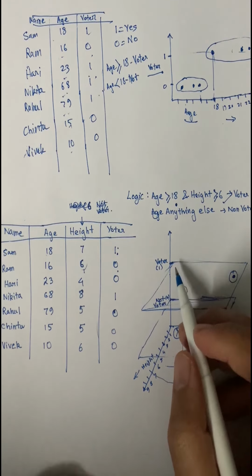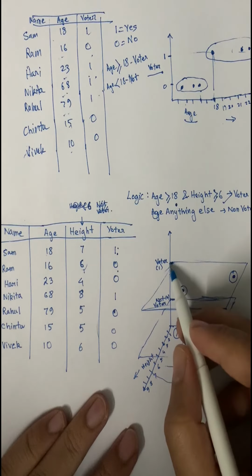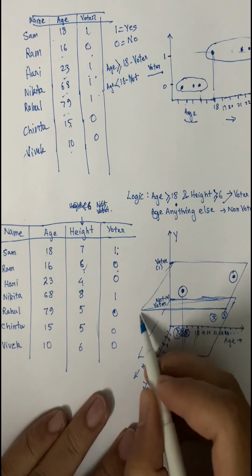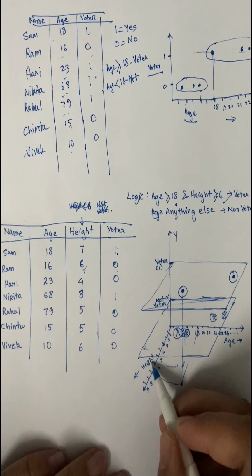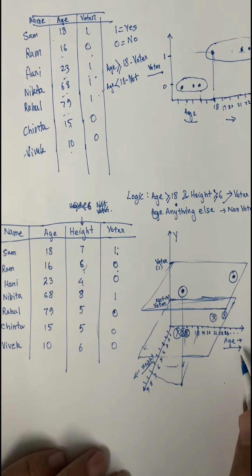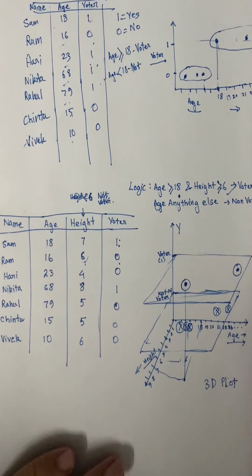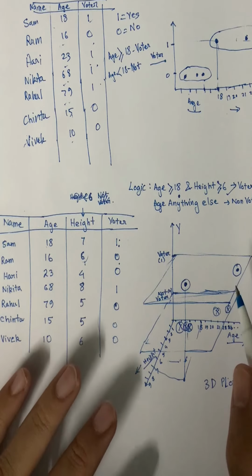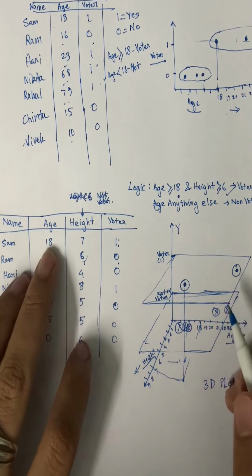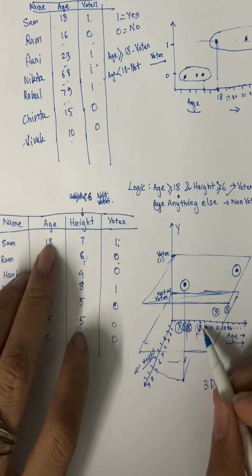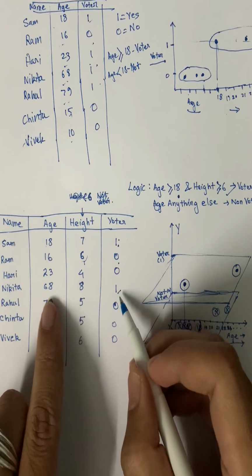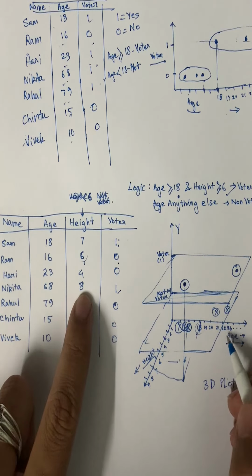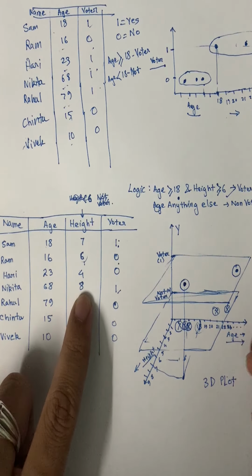So now see, the voter is this plane, and the non-voter is the second plane. I hope I can explain. This one is the height and this one is the age. So it's a 3D plot that I'm showing on a 2D space. After we plot this, we'll see some examples. So age 18 and height 7 goes and plots here. And for the other one, the age is 68 and the height is 8, so it must be somewhere here. It's the extended plane; I don't have the space.